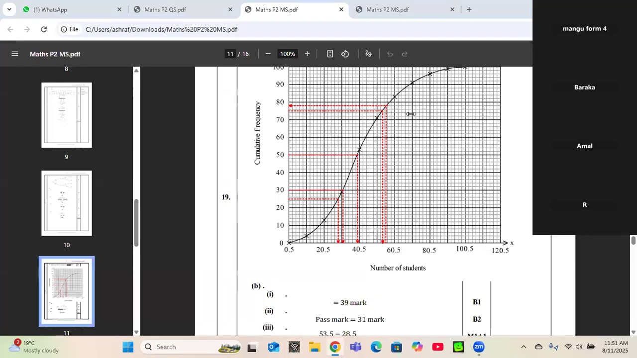So the next question is still using the cumulative frequency curve. You're supposed to get the pass mark if 70% of the students are to pass. Pass mark if 70% of the students are to pass. So how do you go about that question? How do you get the pass mark if 70% are to pass?